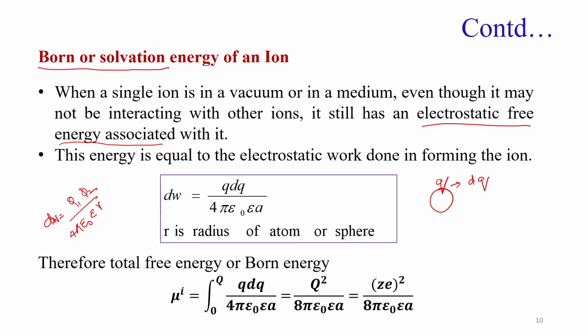And if you want to calculate the total free energy, you integrate from 0 to q. This is a very simple integration. We will end up with q square upon 2, so we will have q square upon 8 pi epsilon naught epsilon a, and as we discussed, q is equal to z into e, so z e square upon 8 pi epsilon naught epsilon a. So, this is the total free energy or the Born energy of a single ion.